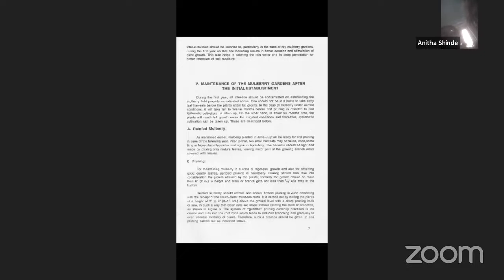Then next is pruning. For maintaining the mulberry in a state of vigorous growth and for obtaining good quality, periodic pruning is necessary. The periodic pruning should also take into consideration the growth attained by the plant. Normally, the growth should be more in height and stem. Pruning means nothing but cutting. This rain-fed mulberry should receive one annual bottom pruning in June, coinciding with the rainfall. This system of pruning is called Gudali.